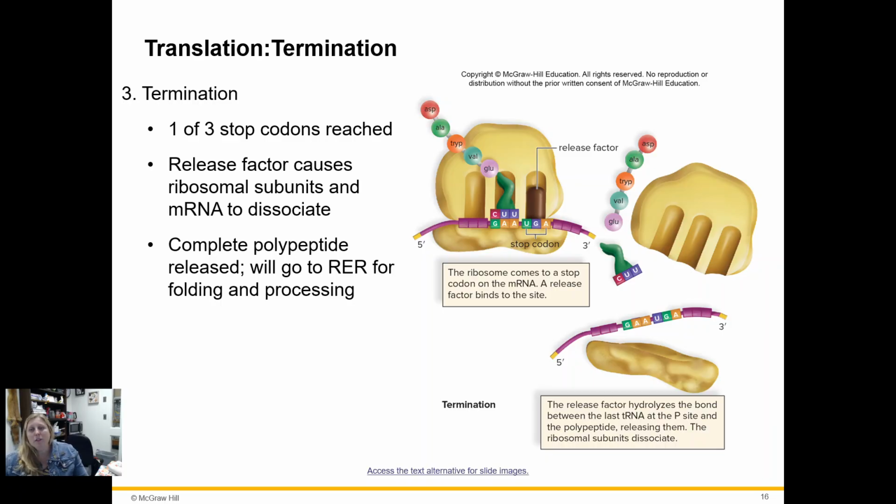Now, your cells are not wasteful. They are going to be doing this over and over and over again. We're not making mRNA, using it once and being done. We're going to use it until we no longer need whatever that product is. So these are going to continue to go through that process. And that polypeptide will probably go to the rough ER for folding and processing. So it's a beautiful process.